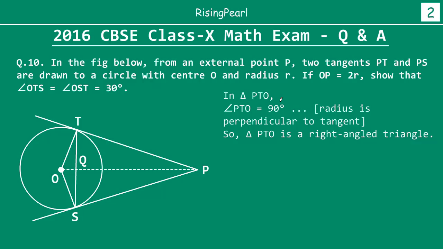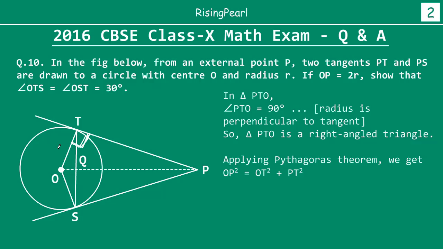So in triangle PTO, angle PTO is 90 degrees. This entire angle is 90 degrees. Now why is this angle 90 degrees? This full angle, angle PTO, is 90 degrees because OT is the radius and PT is the tangent. So we know that the radius is perpendicular to the tangent. So we know that this triangle PTO is a right angle triangle because we have one angle which is 90 degrees. Alright, so next we apply Pythagoras theorem.